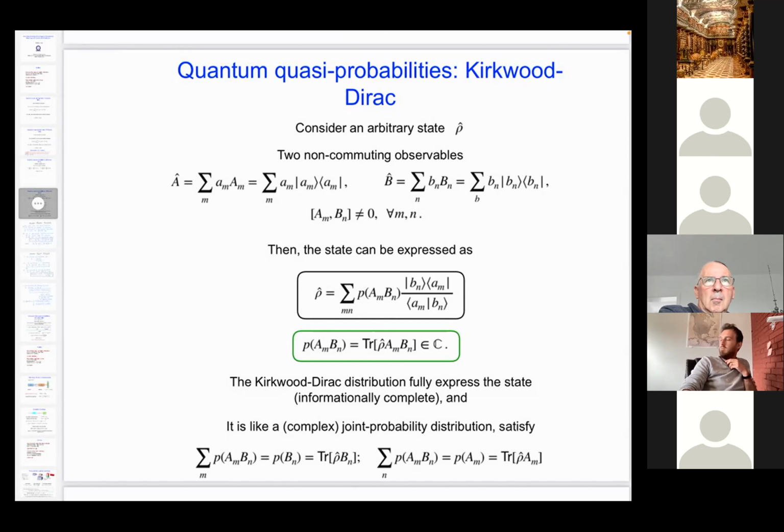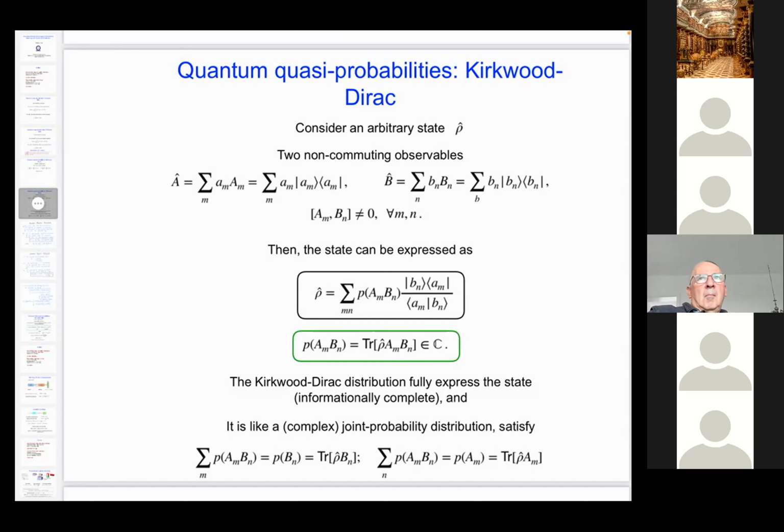Now I will show you how this Kirkwood-Dirac quasi-probability distribution can be simulated in terms of successive projective measurements. So far, if you have any question, please ask me and interrupt me at any point of my talk.